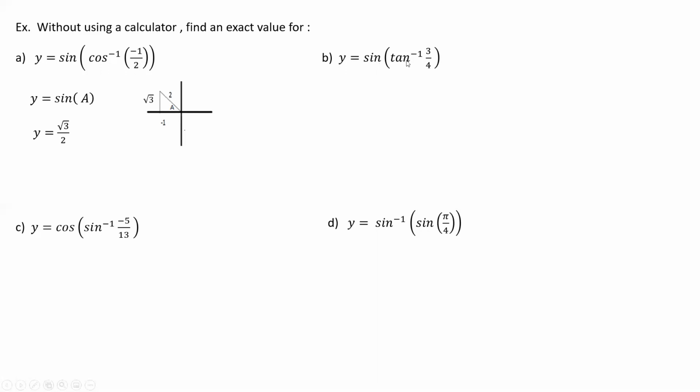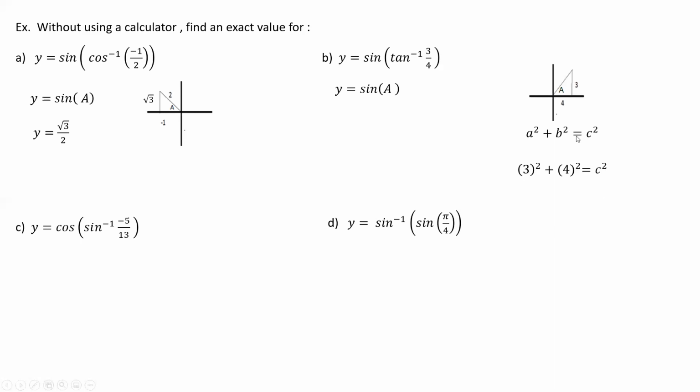Sine of the inverse tangent of 3 over 4. Start from the inside. Tangent is y over x, so there's some angle that has a tangent of 3 over 4. We're going to find the sine of that angle. Sine is y over r. Now this is not one of the triangles that you know, but we have a right angle triangle, we know two sides, and we could use Pythagoras to find the other side.